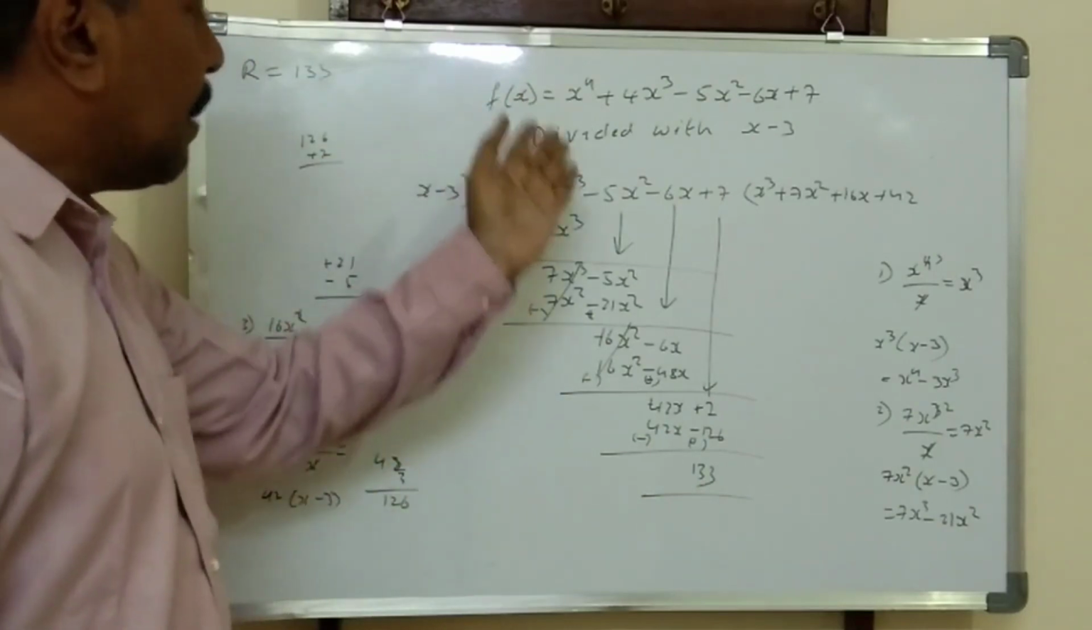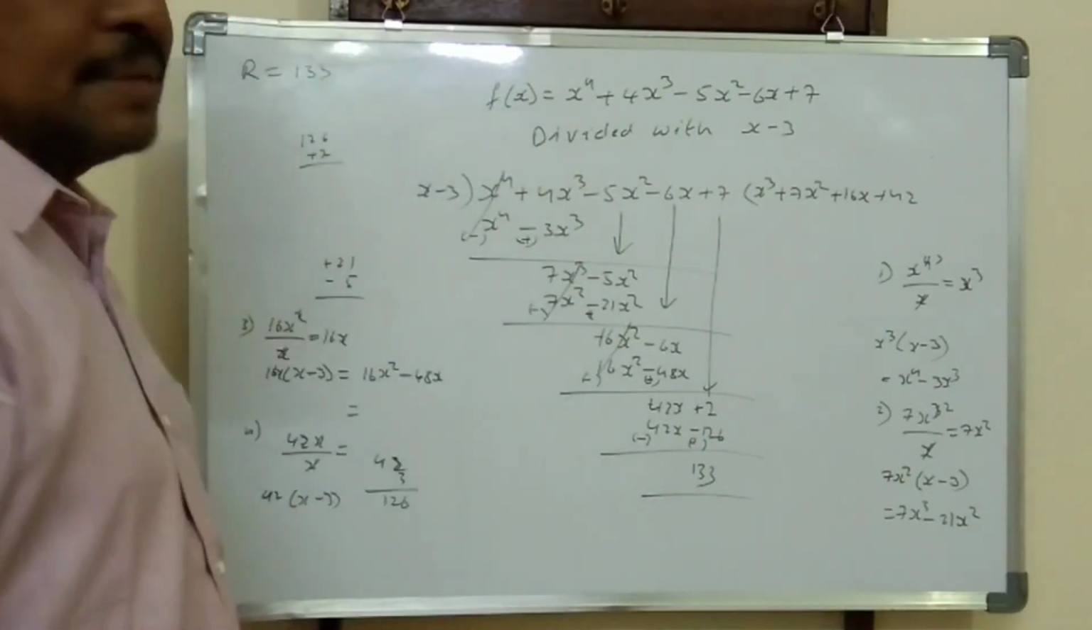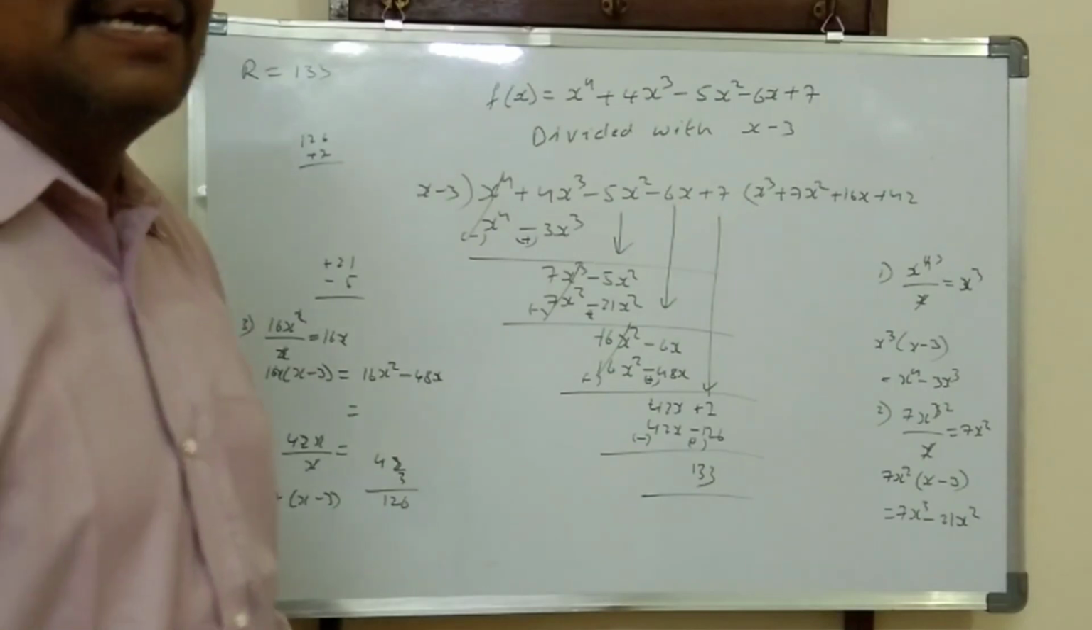So by performing the actual division, we got the same answer. This is how we can verify the remainder theorem.